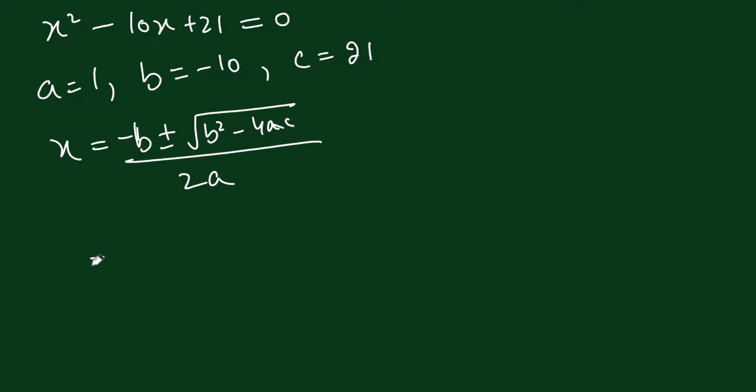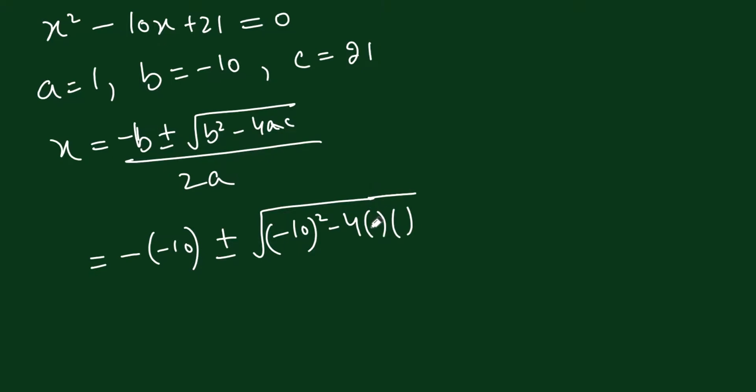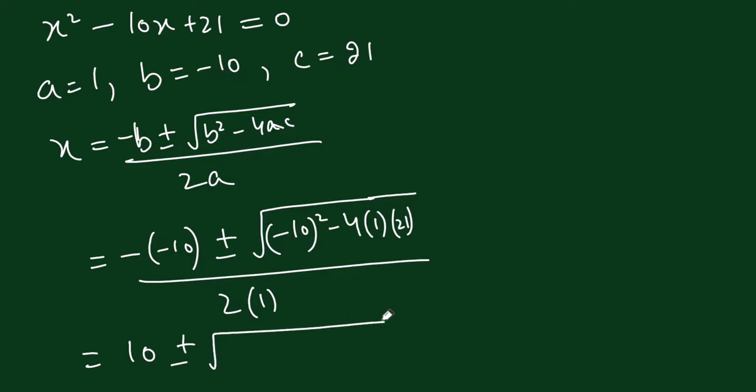Don't forget this 2a, because many students forget writing this denominator 2a. So minus b is minus 10, plus or minus under root b square, that's minus 10 whole square, minus 4 into a into c, where a is 1, c is 21, whole divided by 2 into a. Minus into minus becomes plus 10, plus or minus under root minus 10 whole square is positive 100, and minus 4 into 1 into 21 is minus 84, whole divided by 2 into 1, that's 2.